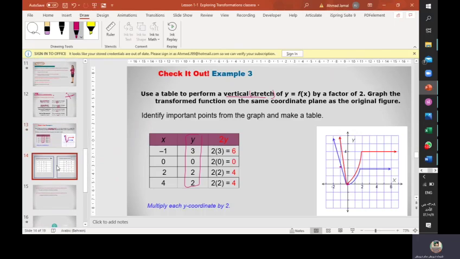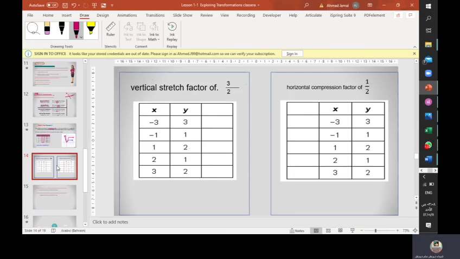Now I will solve this exercise in the workbook. Vertical stretch factor of 3/2. What can you see in here? What is this factor, greater than or less than 1? It is a fraction, but the value of the fraction is 1.5. This value is greater than 1. So it's a stretch. Yes, stretch.